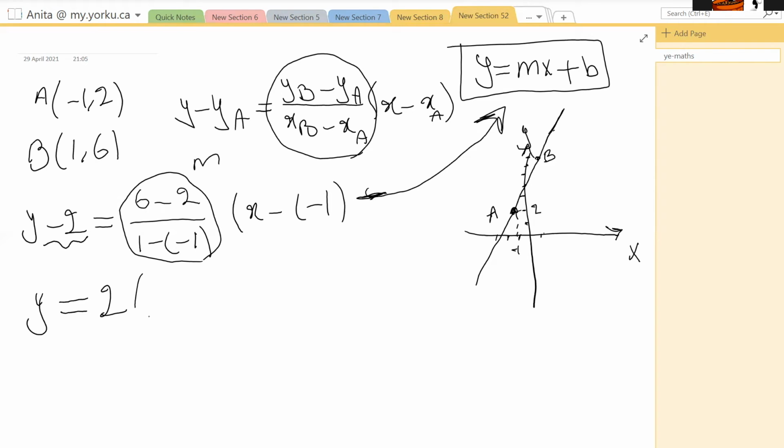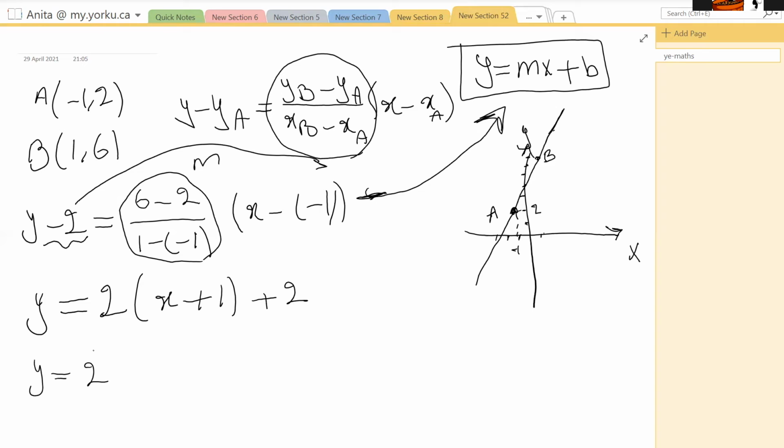Now, 2 times x minus negative 1. What is inside the bracket? Because x minus negative 1 is just x plus 1. Do you agree? So it will be 2x plus 2. Then you have the minus 2 on the left side of the equation, and you move it over and add it.